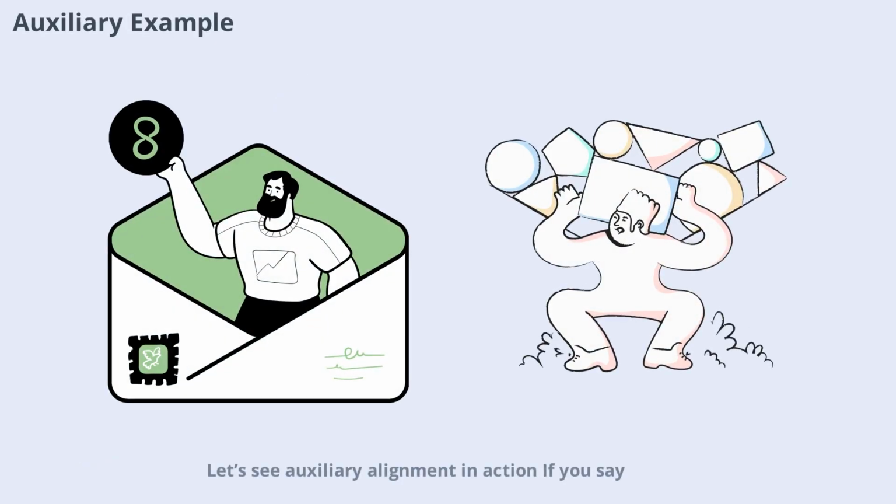Let's see auxiliary alignment in action. If you say, "They have finished the project, haven't they?" you're repeating the auxiliary verb have in the tag. This rule applies to all helping verbs and modal verbs like can, will, or should. Following this rule helps your question tags sound natural and accurate.